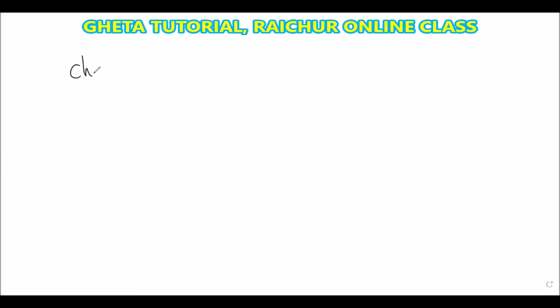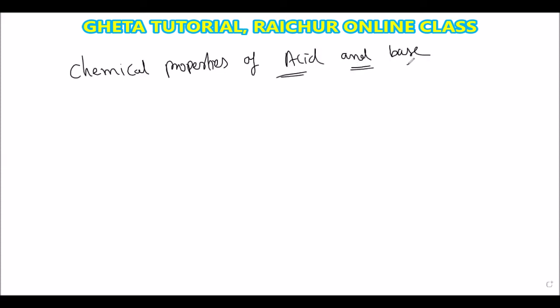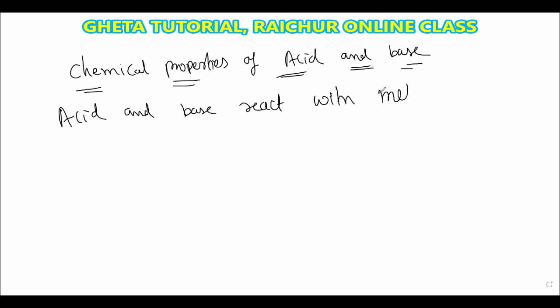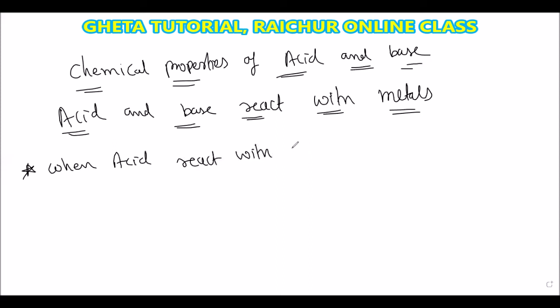So now we're going to learn about some of the chemical properties. Chemical properties of acid and base. So the first chemical property we are going to learn now is: what will happen when the acid and base react with metals? So you know the first point, the fifth point. When acid reacts with metals, what will happen?